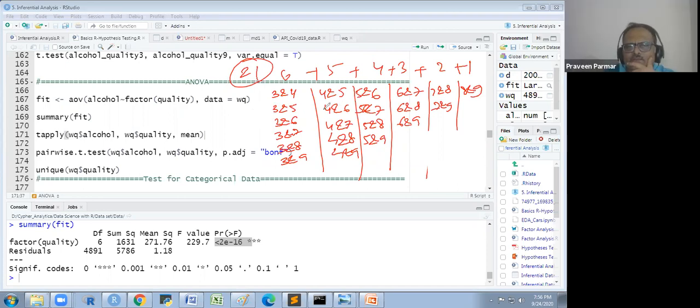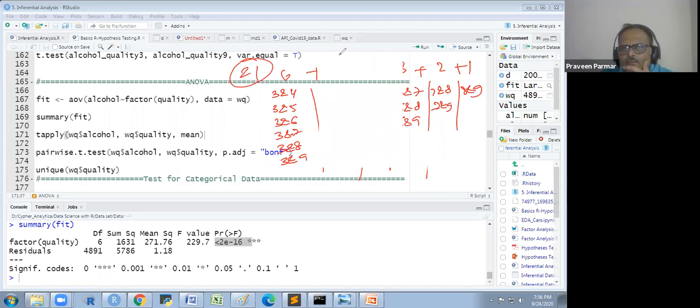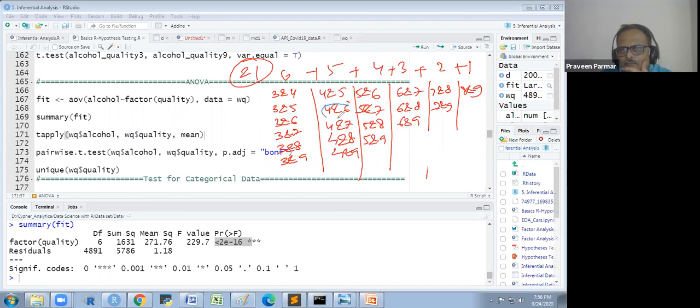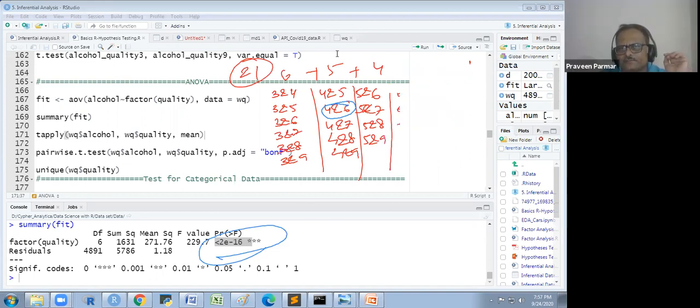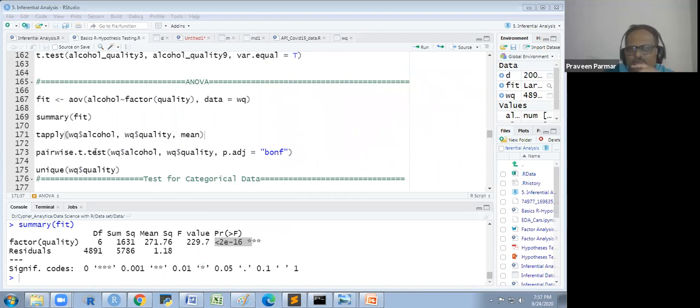So if the significant difference occurred only in one group, suppose only in this group, ANOVA will respond that there is a significant difference. It gives the value in this way. Does that make sense to everyone? So practically, I don't like the ANOVA test. I like the pairwise t-test.